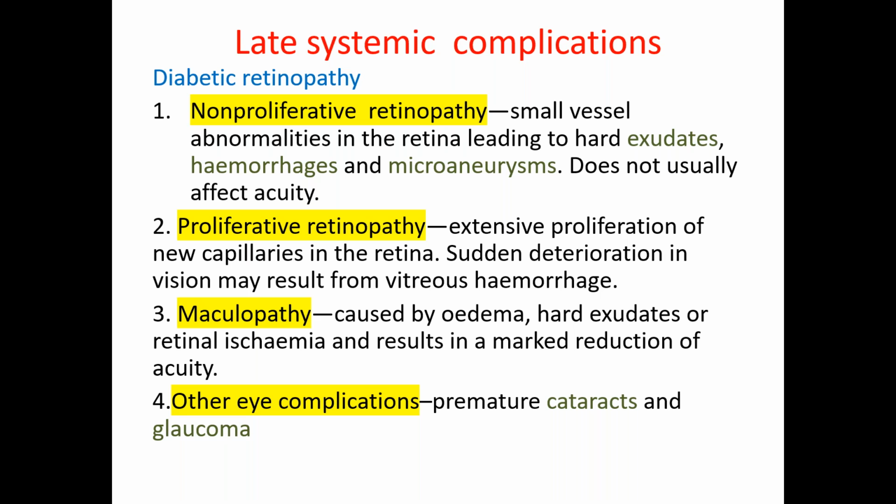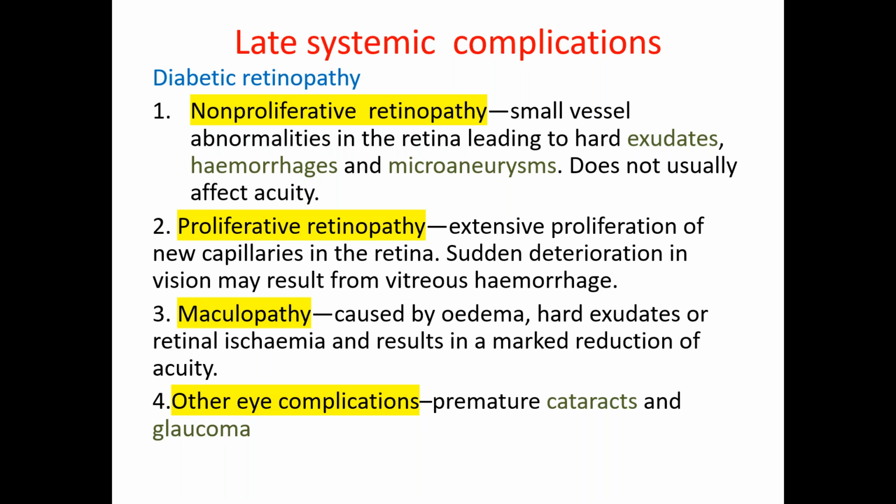And late complications. So, diabetic retinopathy. This is a very important complication of diabetes mellitus. Uncontrolled diabetes mellitus may lead to ocular changes, and it may lead to blindness. These complications can be divided into those affecting the retina and those affecting the other parts of the eyeball. So retinopathy may be non-proliferative retinopathy or proliferative retinopathy.